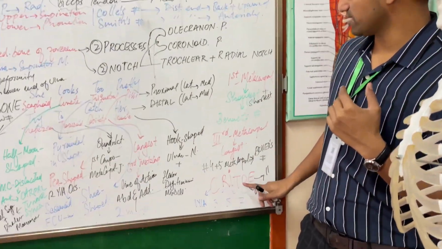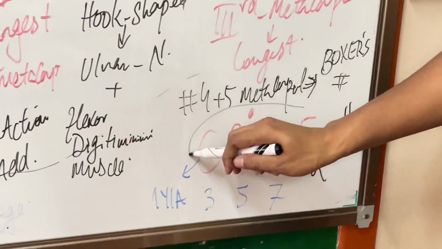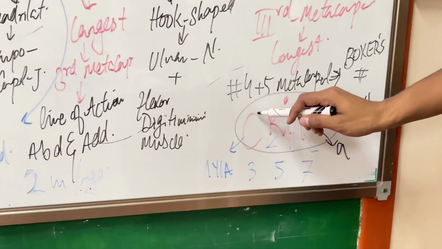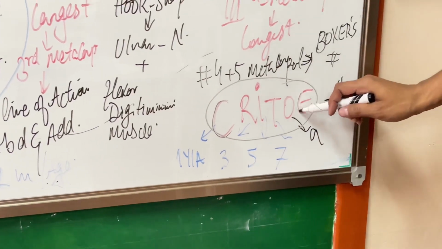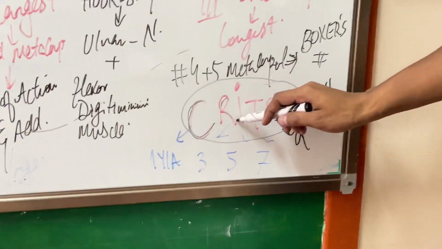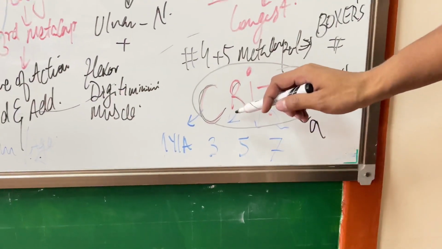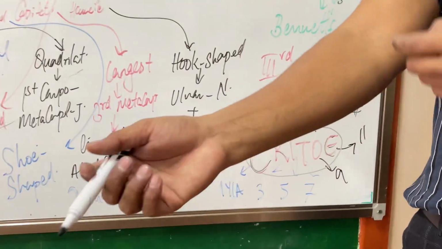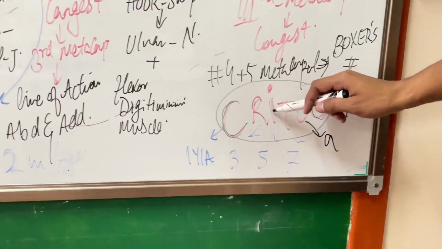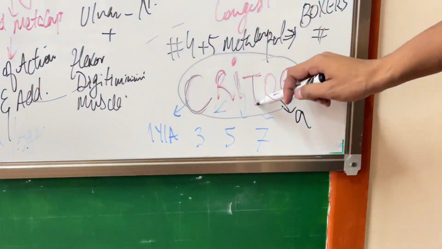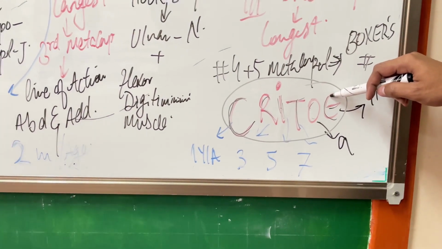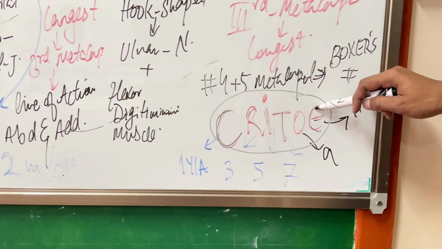Then last but not least, we have the mnemonic CRITOE, for the sequence of ossification at the elbow joint. C will ossify first and E will ossify last. C for capitulum, R for radial head of the radius bone, I for internal epicondyle or medial epicondyle, T for trochlea, O for olecranon process, E for external epicondyle or lateral epicondyle.